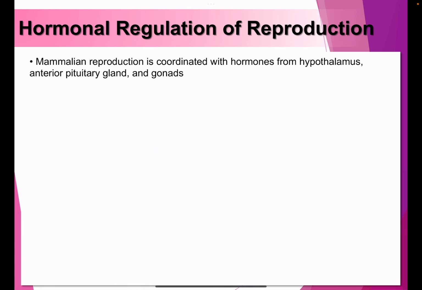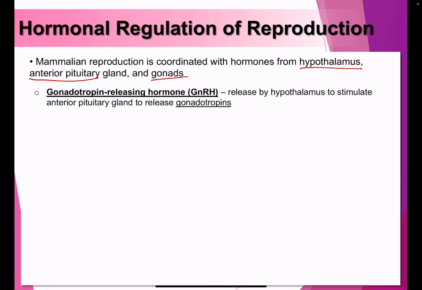All right, so hormonal regulation of reproduction. We're going along that theme here where we end the system with some hormones that regulate that particular system. Mammalian reproduction is kind of complicated. There are hormones from 3 different places: the hypothalamus, the anterior pituitary gland, as well as the gonads themselves. At the top of the chain, the hypothalamus releases a hormone called gonadotropin releasing hormone, or GnRH. It stimulates the anterior pituitary gland to release some gonadotropins.